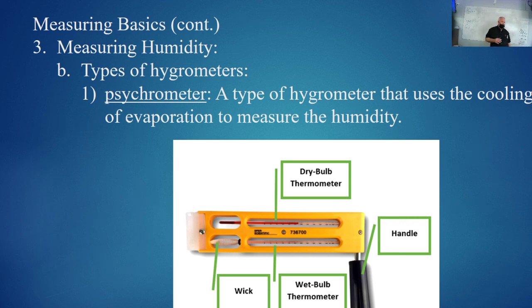Okay? Now, if you look at this, it's got kind of two thermometers on it. It's got the dry bulb thermometer, and it's got the wet bulb thermometer. And then there's a wick in there. As you're using this, it's getting a comparison of the two all at once. Okay? So a psychrometer uses the cooling effect of the evaporation.